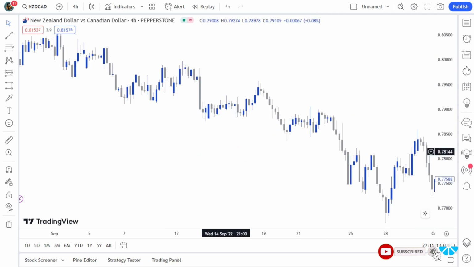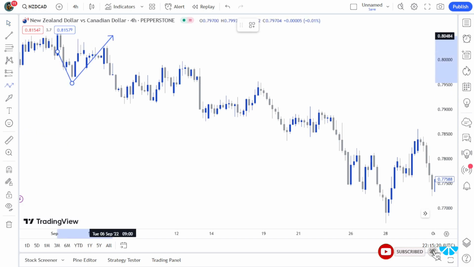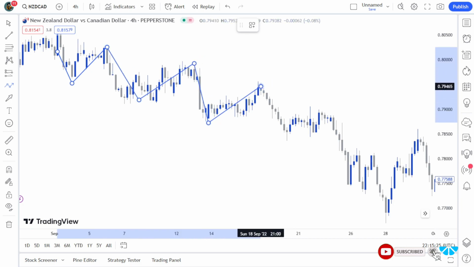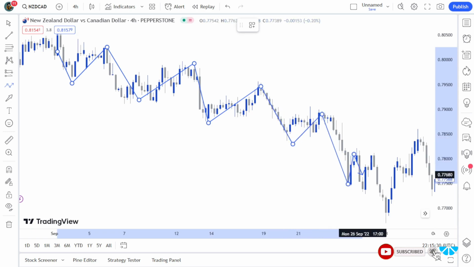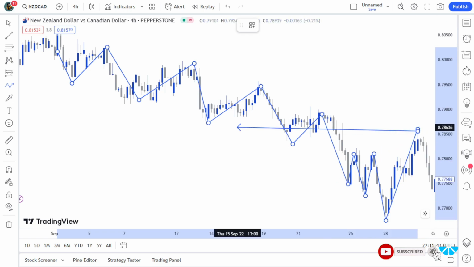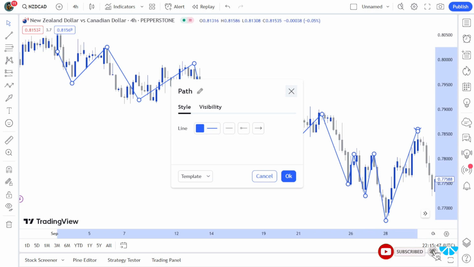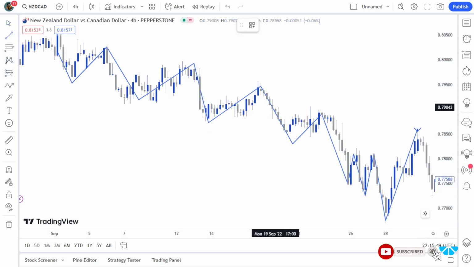Now let's look at a downtrend Quasimodo example. As we can see, price is clearly making lower lows, lower highs, lower lows, lower highs, and so on, and then a higher high. This signifies the break of structure in the market.